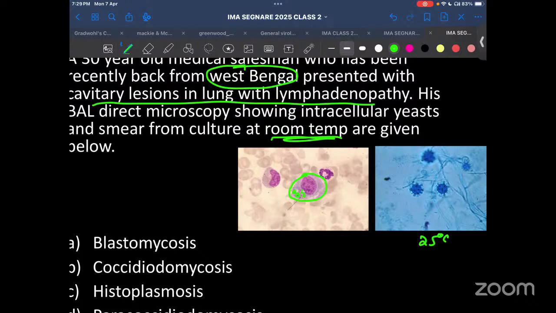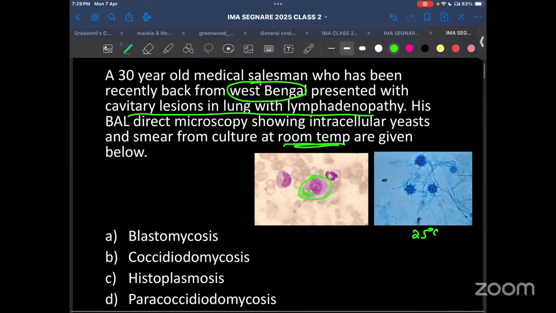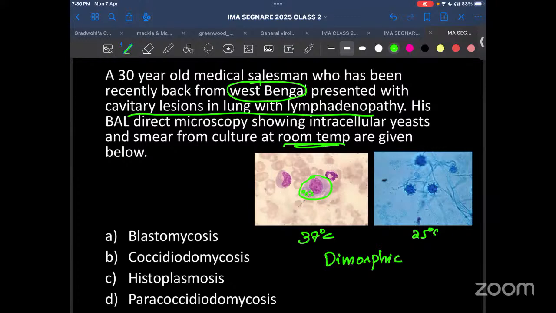This is actually from bronchoalveolar lavage, so the temperature will be 37 degrees Celsius, that is our body temperature. So the organism is showing two different morphologies. It is a fungus, and it is showing two different morphologies at two different temperatures, and that is known as thermal dimorphism. This is a dimorphic fungus, because it shows two different morphologies at two different temperatures.